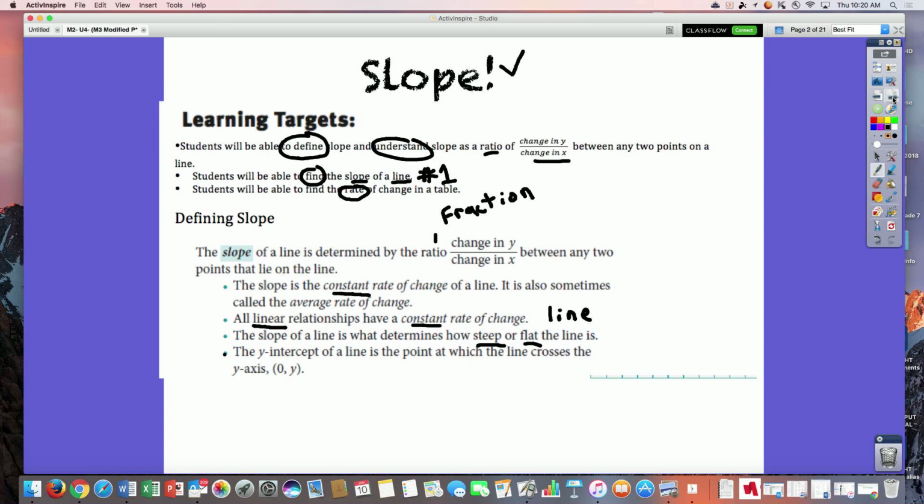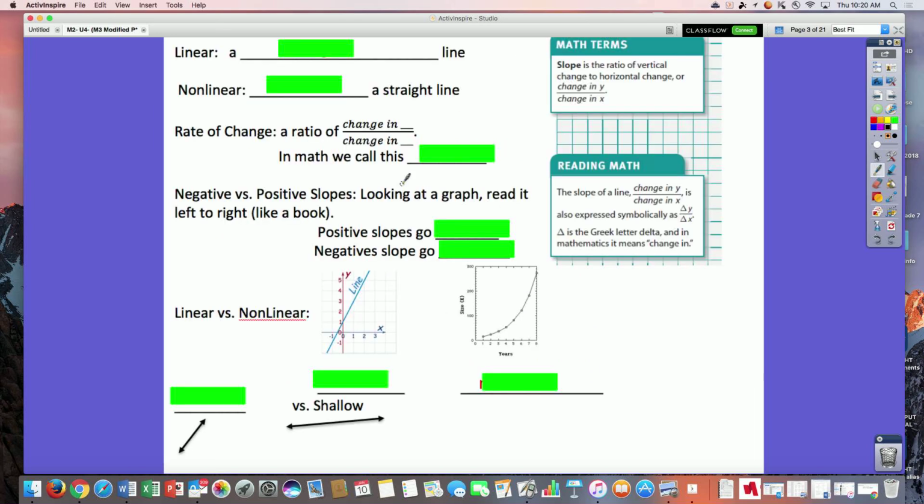All right, let's get down to it. Check your notes. We'll start right here. A few terms. Linear. Linear means a straight line. Nonlinear means not a straight line.